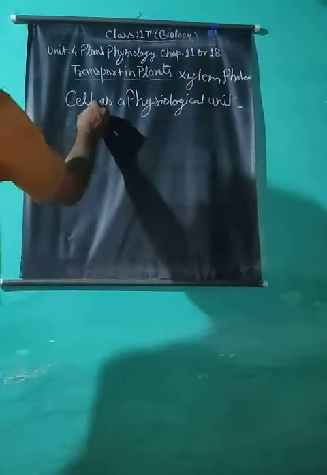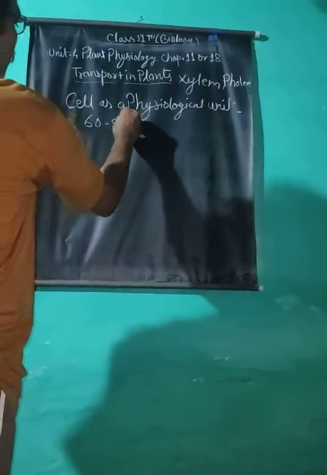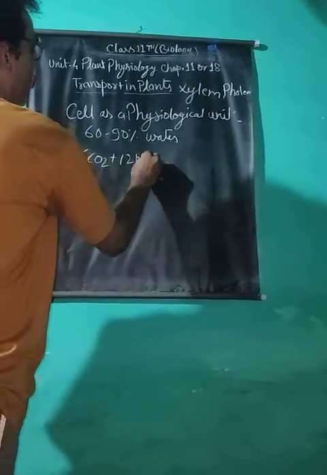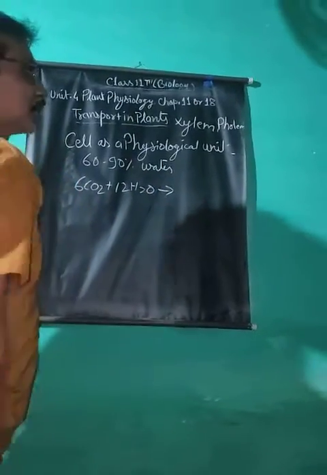Water is the major structural constituent of the protoplasm. 60 to 90% of protoplasm is water. Water acts as a reactant or as an end product in several biological processes. For example, in photosynthesis it acts as a reactant, 6CO2 plus 12H2O. Here it is a reactant, but in the respiration process, it is the byproduct.